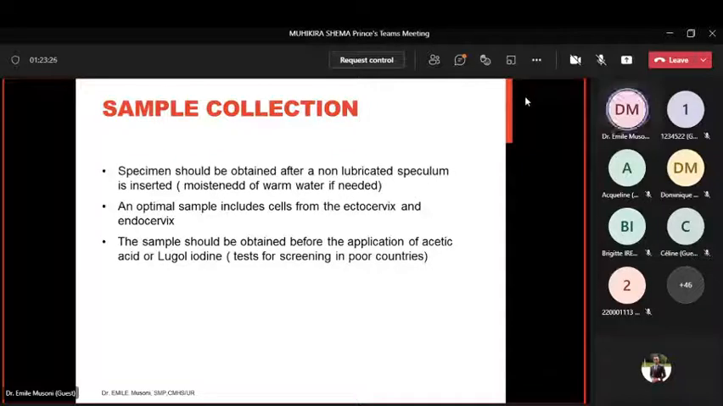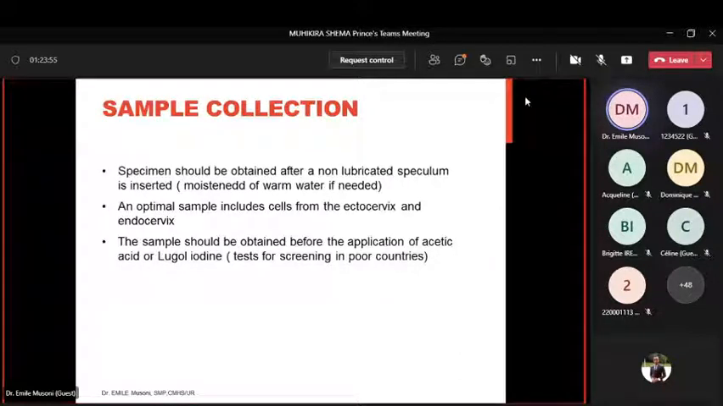A specimen should be obtained after a non-lubricated speculum is inserted. You don't put lubrication on the speculum. An optimal sample includes cells from the ectocervix and endocervix because you can find malignant cells on the squamous cells or columnar cells.